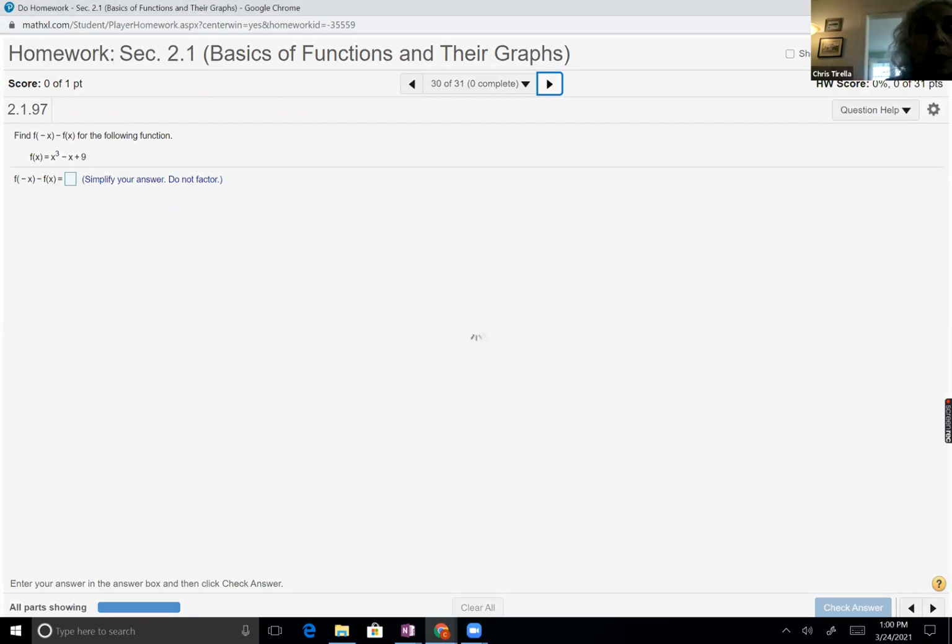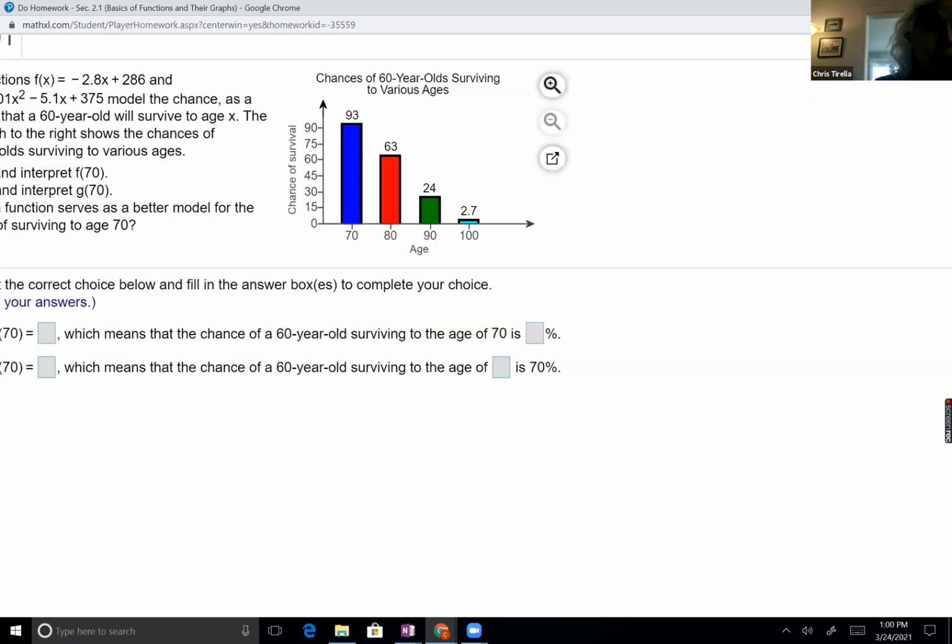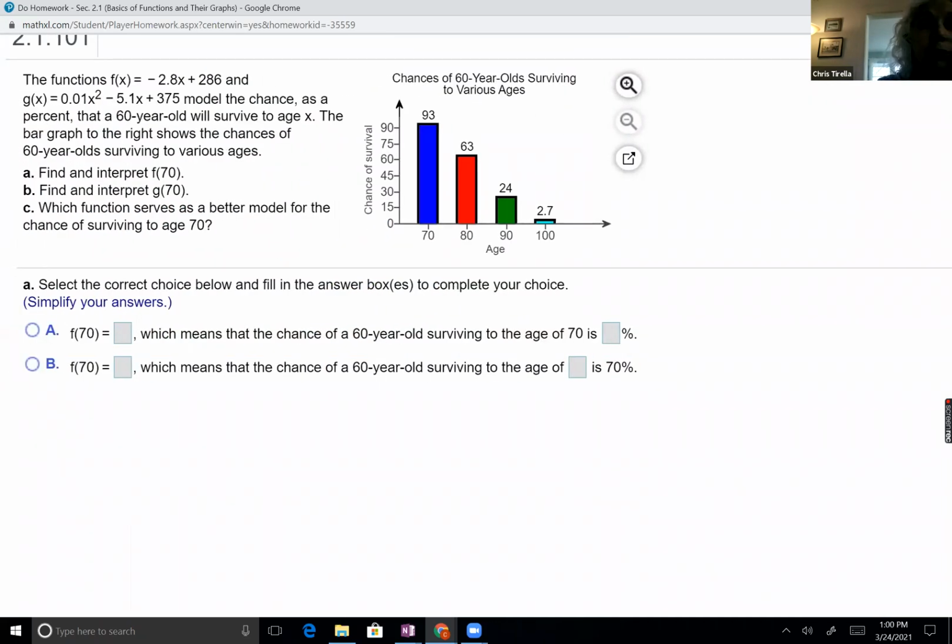Next one asks you to do a couple of things. First one, it says that you've got 2 functions here, f of x and g of x. So first of all, you want to find f of 70. Well, let's see. The functions model the chances as a percentage that a 60-year-old will live to the age of x. The bar graph shows the chances of a 60-year-old surviving to different ages.